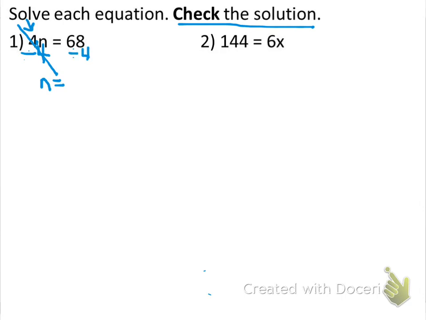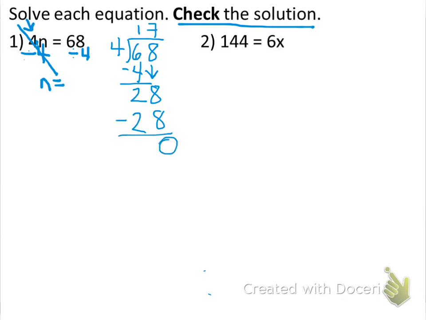You'll probably have to do some work on the side, so I'll take 68 and write it down a little bit lower. So we have 68, and we're dividing it by 4. How many times does 4 go into 6? Once. 1 times 4 is 4. 6 minus 4 is 2. We bring down that 8. 4 goes into 28 7 times. 7 times 4 is 28. Subtracting, we get a 0. So that means that our n is equal to 17.